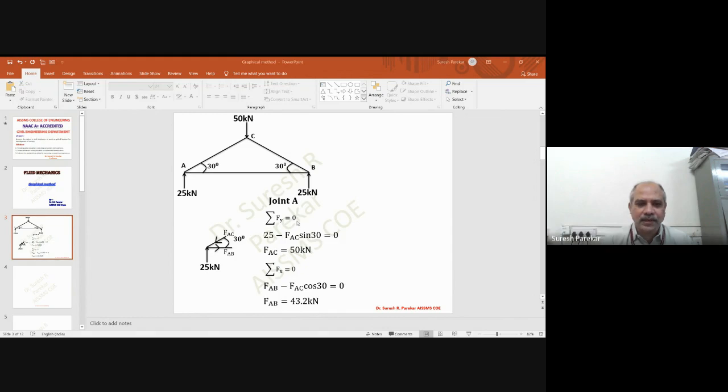By using summation Fy equal to 0, we are going to get 25 minus FAC sin 30 equal to 0. And from this we will get FAC equal to 50 kilonewton, because sin 30 is 1 by 2, and taking it to one side, 25 upon sin 30 goes as 50 kilonewton. Then we will apply summation Fx equal to 0. So we have FAB towards right positive minus FAC cos 30, and from this I will get the value of FAB, which is equal to 43.2 kilonewton.